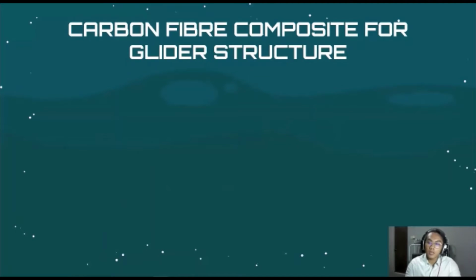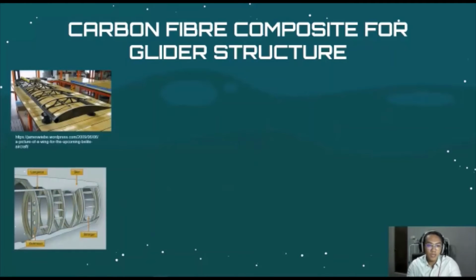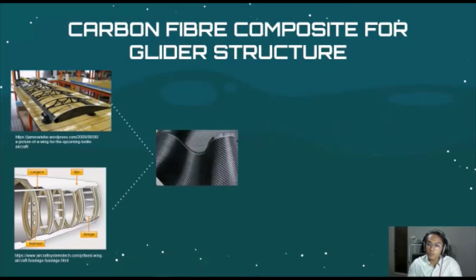Now I'm going to present the material selected for the glider structure. We have already decided to use carbon fiber composite for the glider structure, mainly on the wing and the fuselage of the glider. The reason we choose it is because of its fantastic mechanical properties.